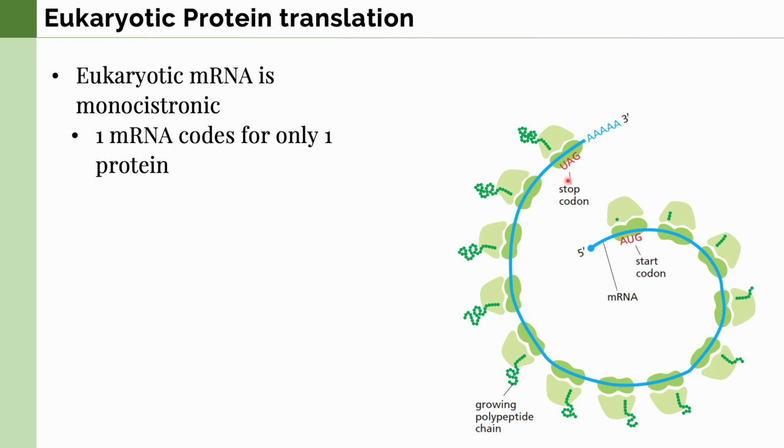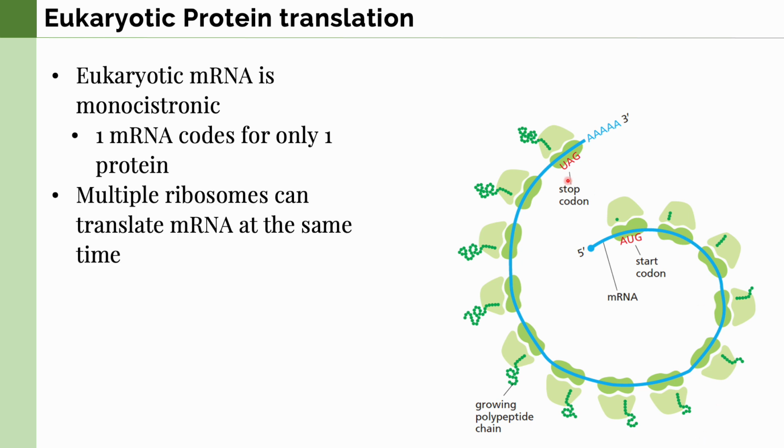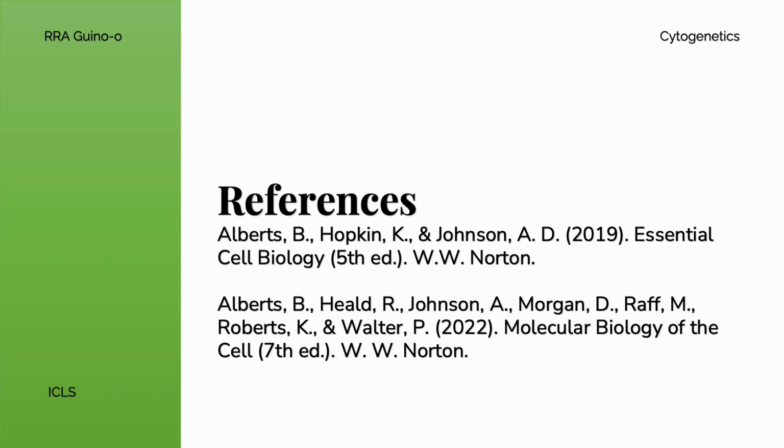This figure shows us that multiple ribosomes can actually translate mRNA at the same time. We call this a polyribosome or a polysome. So as a result, we can create many copies of the protein in a short amount of time. Alright, so that would end our lecture on transcription and translation.